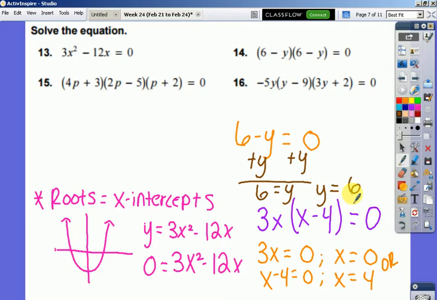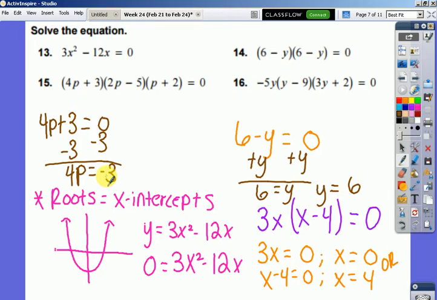Okay, 15 looks difficult, but it's not. What does my zero product property say I have to do in order to solve for all those p-values, all those roots? Yeah, set them all equal to 0. So the first one I set equal to 0, and I solve 4p plus 3, set that equal to 0, subtract 3, subtract 3, I get 4p equals negative 3. So what's my first root? p equals negative 3/4. Perfect.